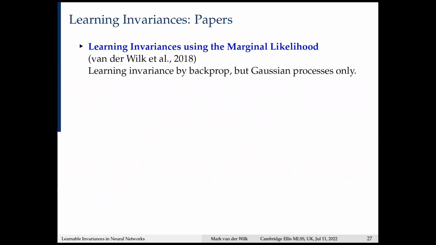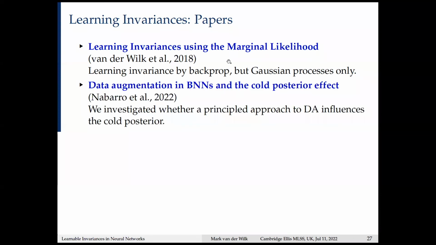So to conclude, there are 4 papers that I spoke about in this talk. There's the paper on learning invariances using the marginal likelihood. This incorporated data augmentation as an invariance and learned it with the marginal likelihood, but did it in single layer Gaussian processes only. We looked at this in deep neural networks, where we incorporated data augmentation in this Bayesian correct way into deep neural networks. That was another paper with Seth Nabarro, who's also here today. But we didn't do any learning in these deep networks.